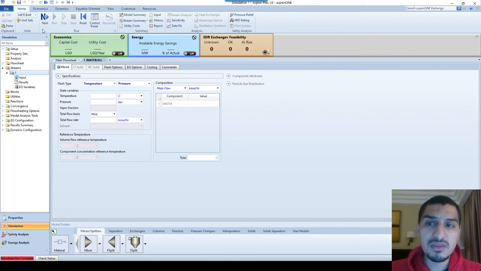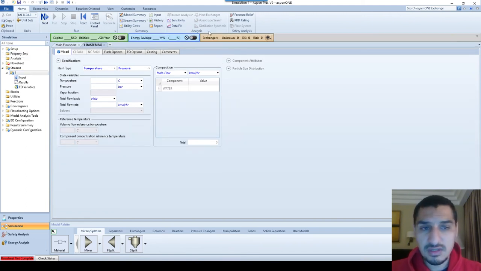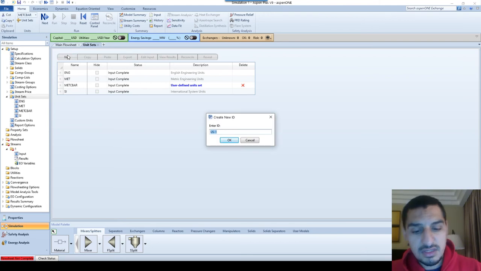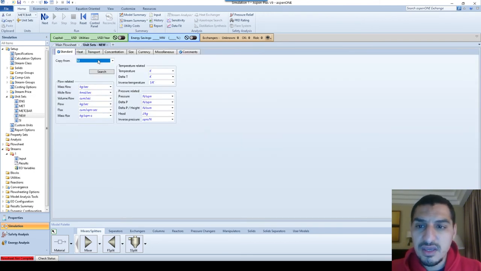There's something that we said before to make our life easier, which is that we can pick from the unit sets that we have. If I use the SI unit set, it's going to be Kelvin, Newton per square meter. It's not the system that I'm interested in. Meter Celsius bar would be the closest, but it's not actually the one that I'm looking for. So I can create a new unit set. I can call it New, for instance, and I'm going to take the meter Celsius bar and make the changes. So I have the temperature in Celsius. This is what I need.